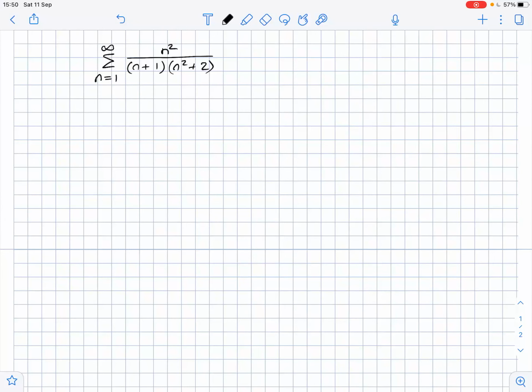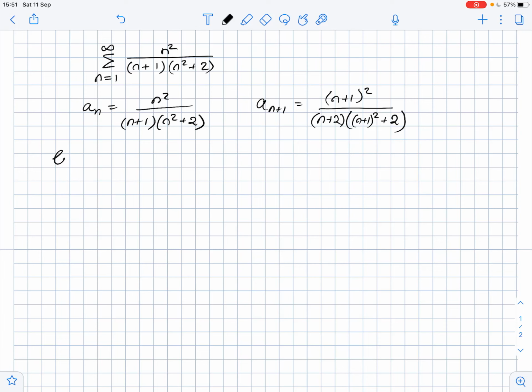So we need to use the ratio test to determine the convergence or divergence of the given series. So let's find the nth term of this series. So a_n equals n squared over (n plus 1) times (n squared plus 2). Then the (n plus 1)th term of this series, a_(n+1), equals (n plus 1) squared over (n plus 2) times ((n plus 1) squared plus 2).